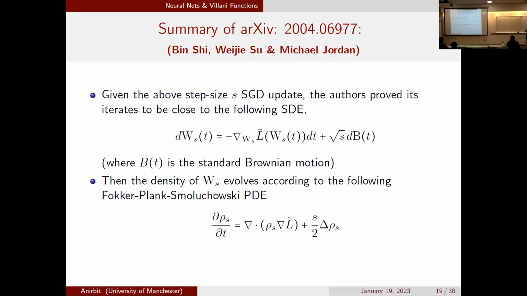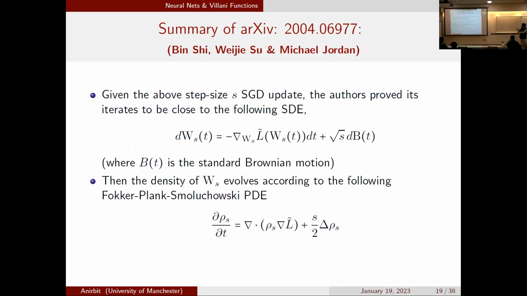And by using the standard machinery of SDEs, one can show that if W_s is a random variable following this SDE, then the density of the random variable follows the Fokker-Planck-Smoluchowski PDE, which is given by this. It's a pretty complicated PDE, but actually not too hard to solve either. So this was their approach.